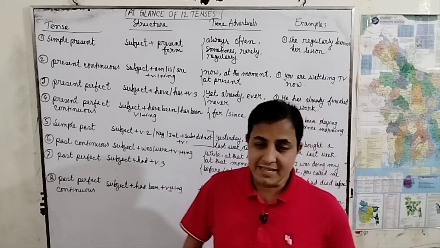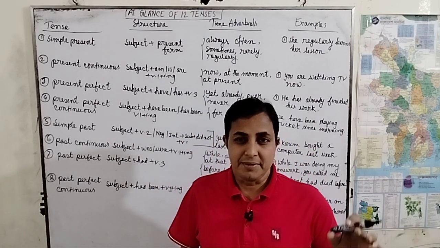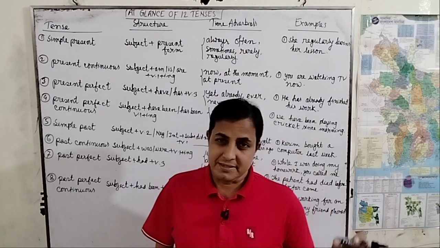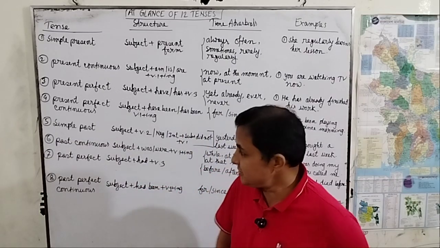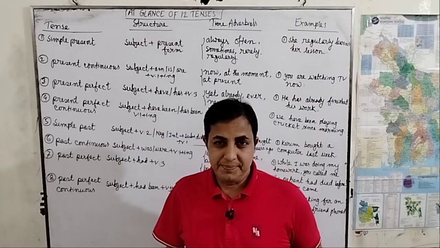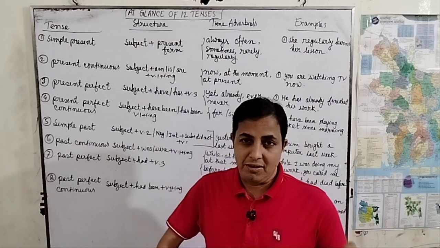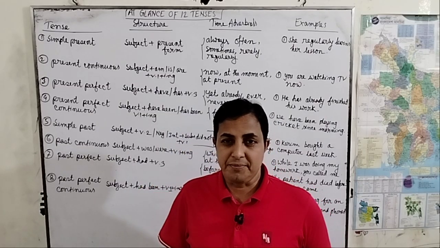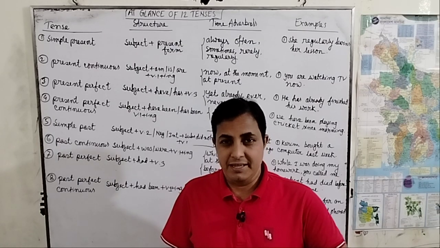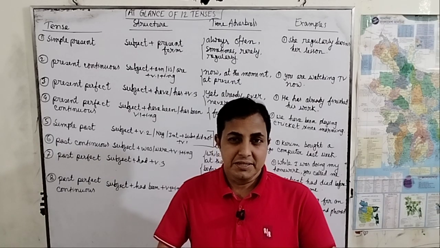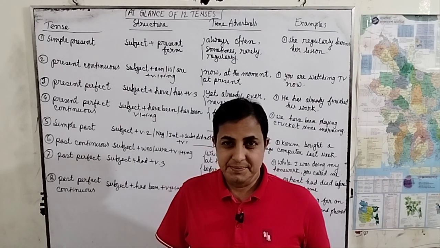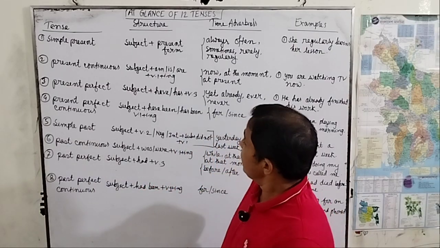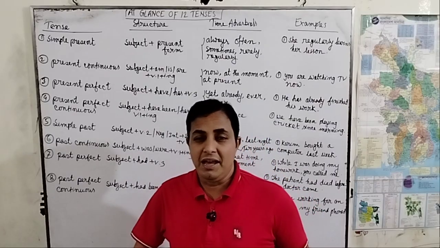That means present tense has four subsections: present indefinite, present continuous, present perfect, and present perfect continuous. The same for past: past indefinite, past continuous, past perfect, and past perfect continuous. Then future also has four subsections: future indefinite, future continuous, future perfect, and future perfect continuous. If I add them up, that equals 12 tenses at a glance. I will show you the 12 tenses, their structure, and some adverbials.